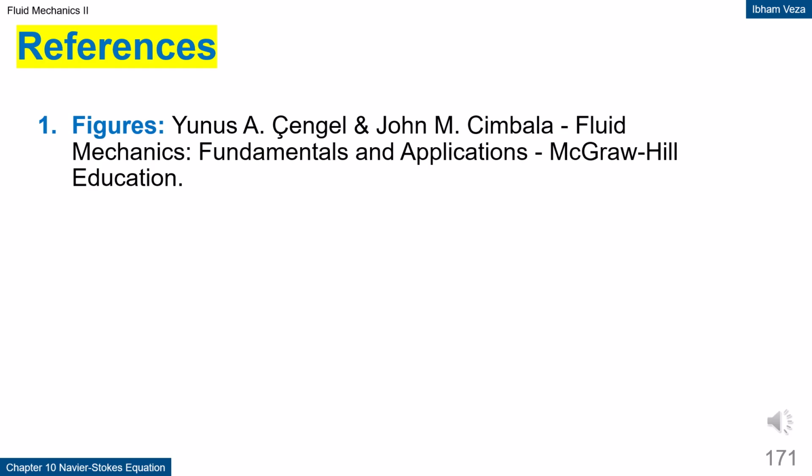References. This section lists the main sources of figures and materials used in the discussion. The reference comes from the standard textbook by Yunus A. Çengel and John M. Cimbala on fluid mechanics. This book is an important reference because it provides a balanced conceptual and mathematical explanation. Using this source ensures that the explanations are consistent with international literature. This reference can also be used for further in-depth study of the topic.